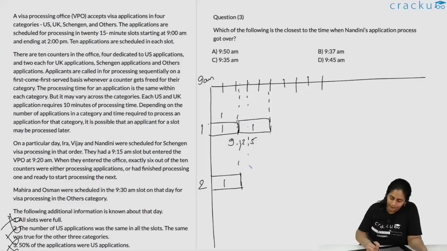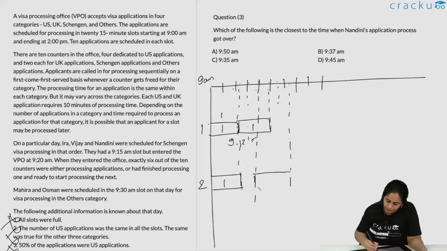So these 1, 2, 3 are done by the third slot. At 9:20, you start with ERA's application. ERA's application is going to take 12.5 minutes. So you're not starting at 9:15, you're starting at 9:20, and it will finish at 9:32.5. So starting at 9:20, 9:32.5 is when ERA's application will be done. This is slot 2 and this is ERA.